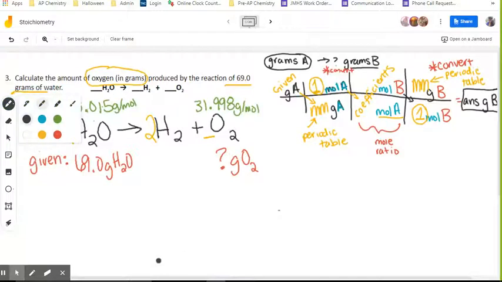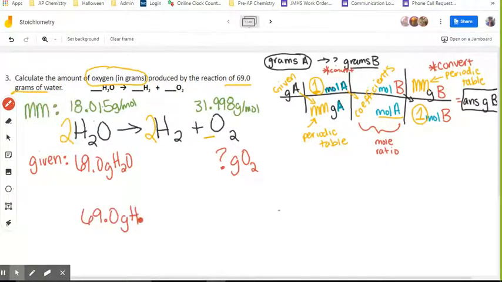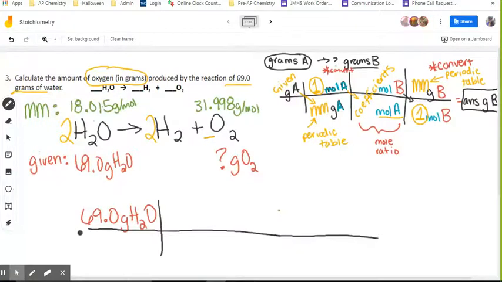All right, so we're going to start with what we're given. So the givens are down here, so I'm going to go ahead and say 69.0 grams of water. Okay, so I have that written. I'm going to go ahead and start my little stoichiometry track here. I'm going to bring my words down to the right. So I'm going to bring grams H2O down to the right. Okay, I know that this is my conversion step. This is my conversion step. Okay, so we're going to be going from grams of H2O up to moles of H2O.